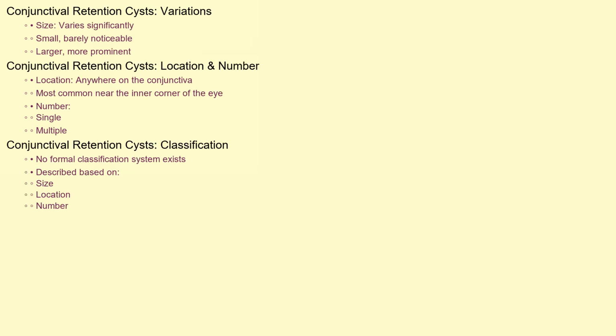While retention cysts are generally classified as a single entity, they can vary in size, location, and appearance. They can be small and barely noticeable, or larger and more prominent. They can be located anywhere on the conjunctiva, but they are most common near the inner corner of the eye. They can also be single or multiple. There isn't a formal classification system beyond these descriptive characteristics.